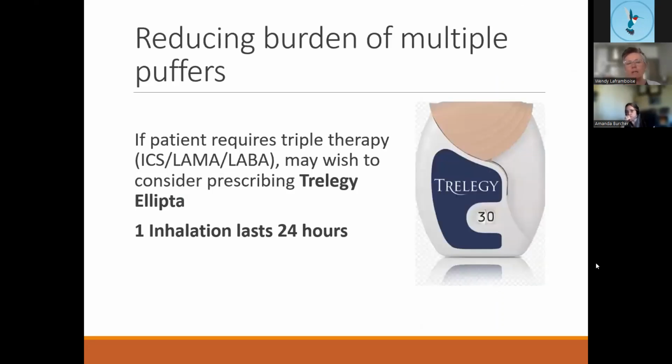For patients who, for whatever reason, are having a hard time remembering to take their puffers multiple times a day, or who have multiple puffers and really want just one, there is an option. If they are on triple therapy, so an inhaled corticosteroid and two long-acting bronchodilators, you may wish to switch them to a medication called Trelegy Ellipta. It doesn't require a huge inspiratory effort, so it is a good choice. It is one inhalation that lasts 24 hours, so it is a good option for some patients.